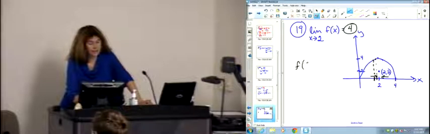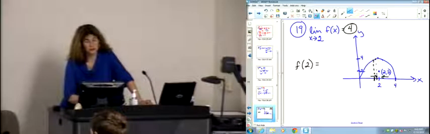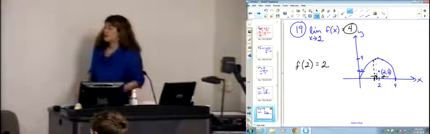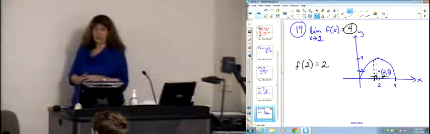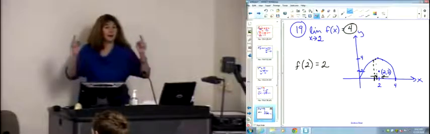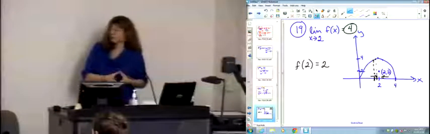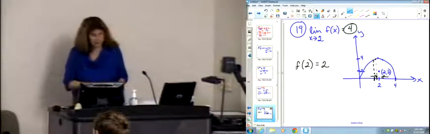However, f of 2, the function evaluated when x is equal to 2, is equal to 2, because that's where the actual point is at 2, 2. The function value at 2 is 2, but the limit value as x is approaching 2 will be up there at 4. Remember, it tells about the behavior of the function, and that graph from both directions is approaching where y's are equal to 4. Does that make sense there on that one, how they're approaching that?